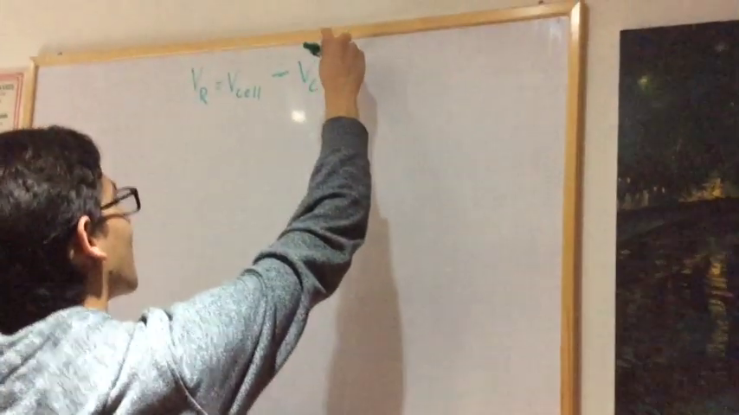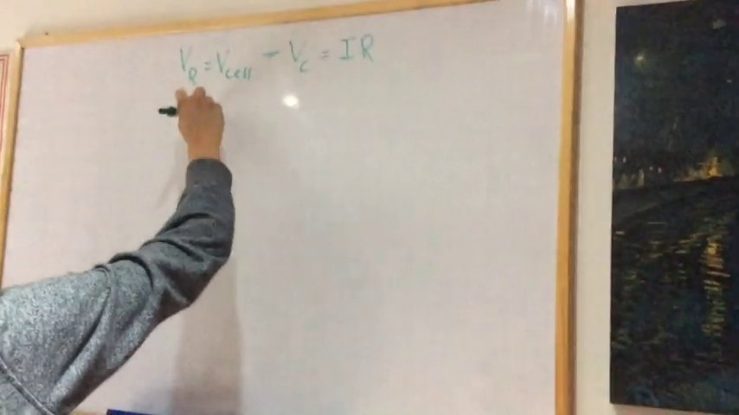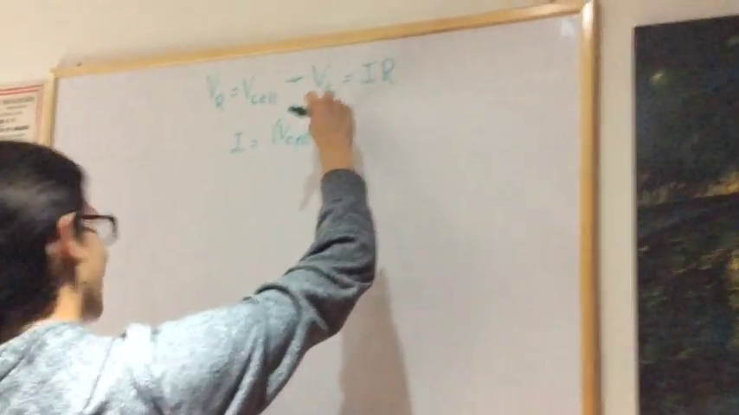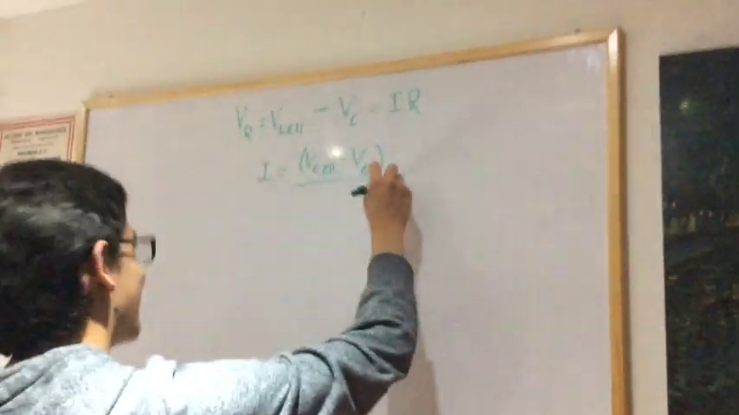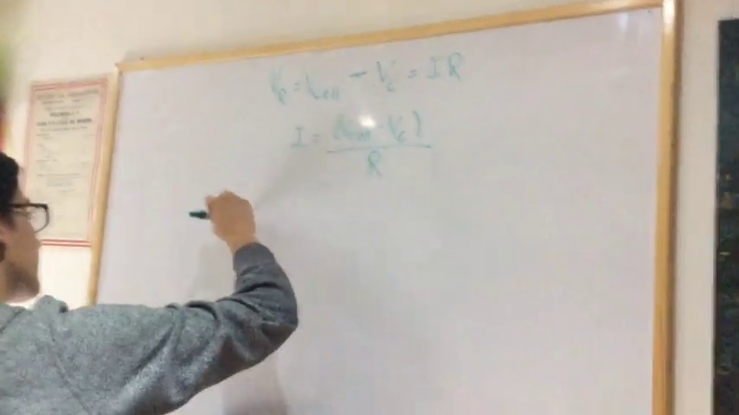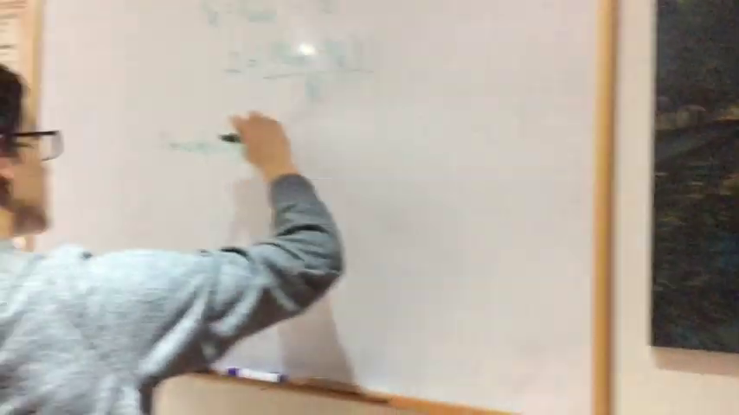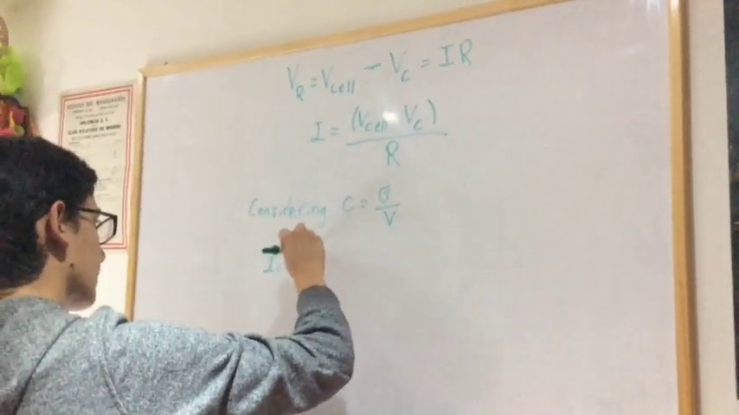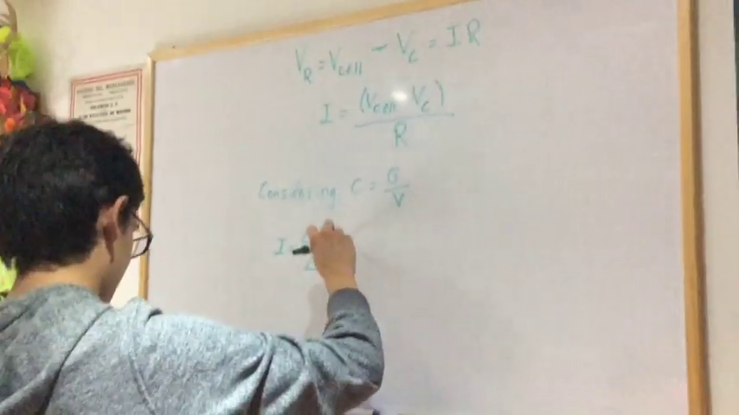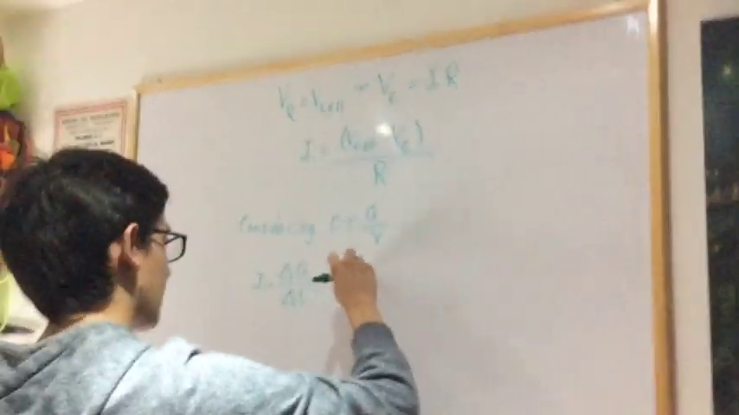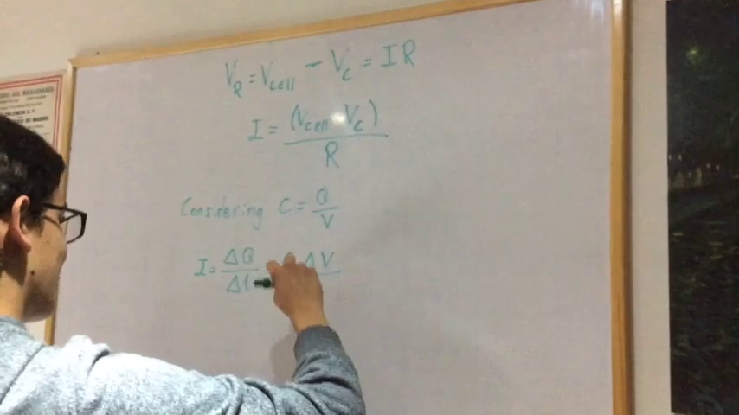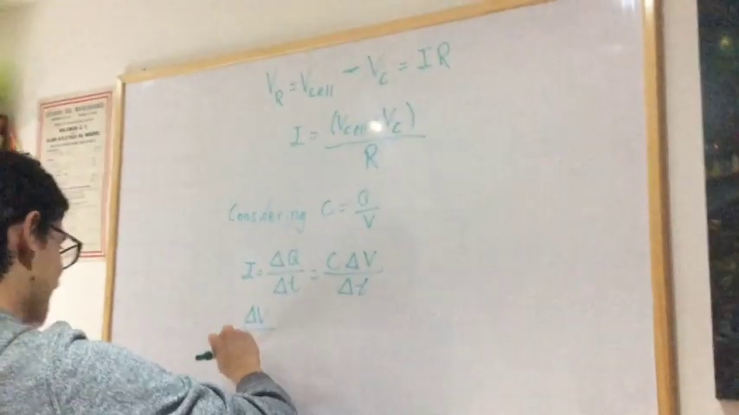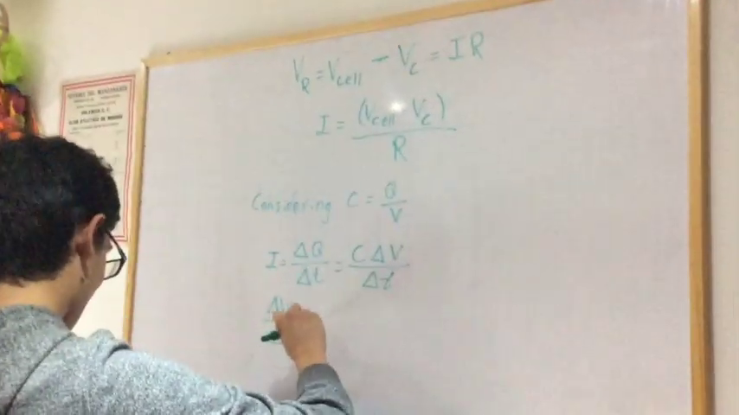So, if the voltage of the resistor is equal to the voltage of the cell minus the voltage of the capacitor, and this is equal to IR, then I is equal to the voltage of the cell minus the voltage of the capacitor over R. The value of the charge on the capacitor as it changes in a period of time is dictated by the capacitance value of the capacitor and the rate of change of voltage because of the equation capacitance is equal to charge over voltage. So we could also say that current is equal to the rate of change of charge, and that is equal to capacitance times rate of change of voltage.